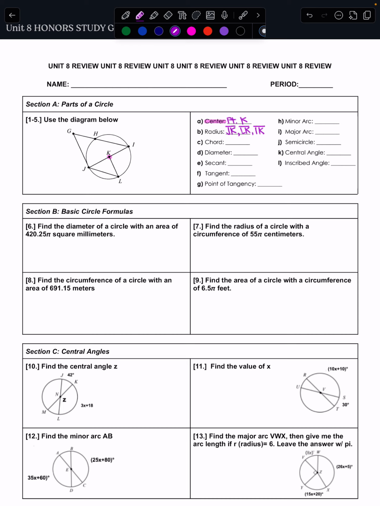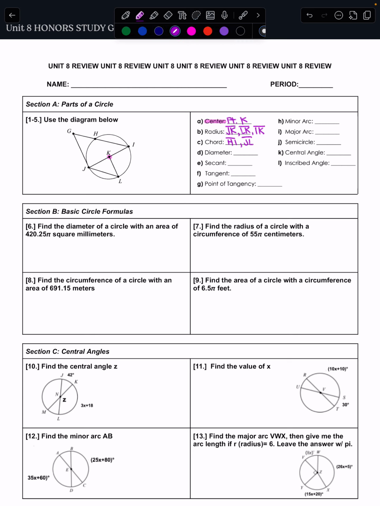The next one is a chord. A chord is a line segment that touches two different points on the circle. For this one, it looks like HI and JL are chords because they touch the circle in two different places, and they are line segments. So let's go ahead and mark HI and JL.